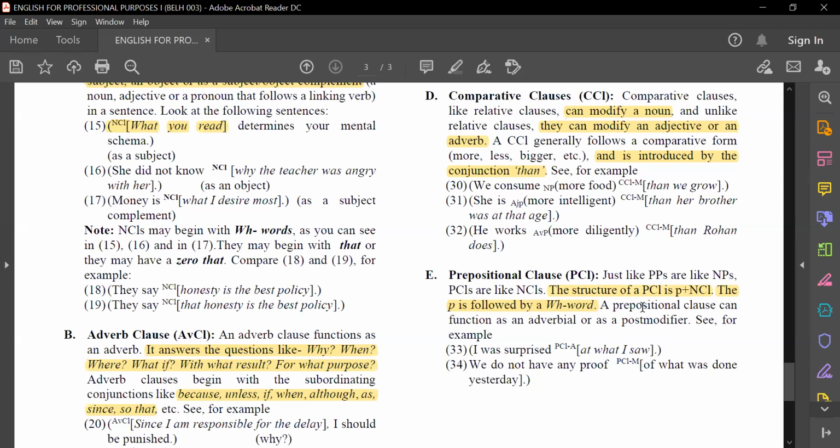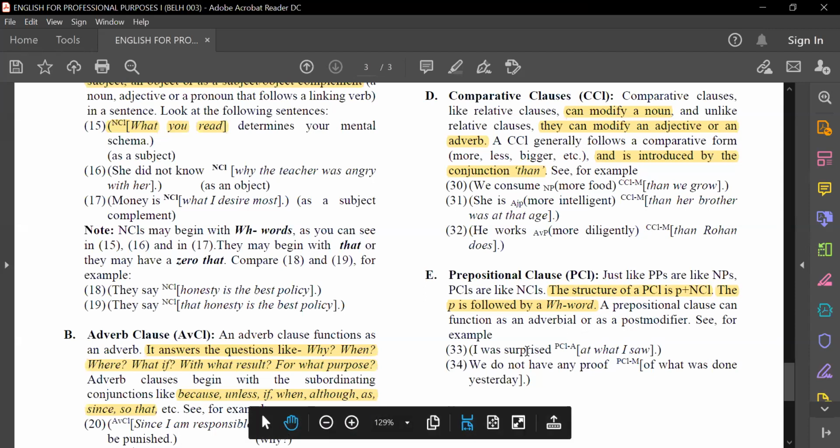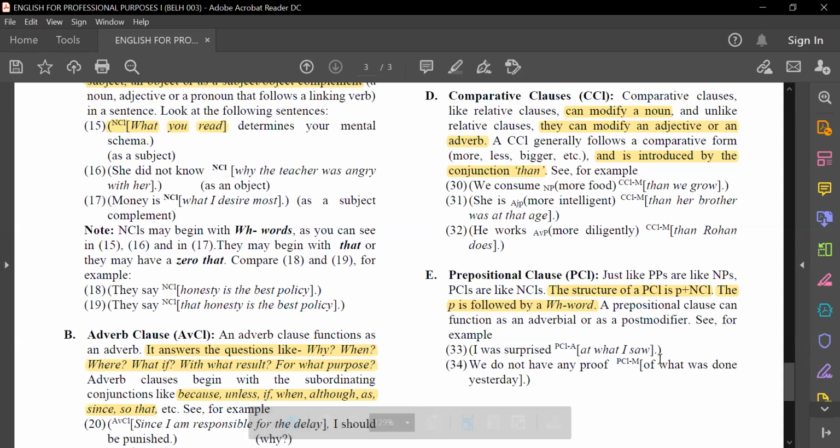Okay, so we have a prepositional clause which functions as an adverbial. You all know what an adverbial is, or it can function as a post modifier. So we have a head which is modified by something which will come after that head. If I say I was surprised at what I saw, this is an adverbial basically, and we do not have any proof of what was done yesterday. So we have a prepositional clause working as a modifier over here.